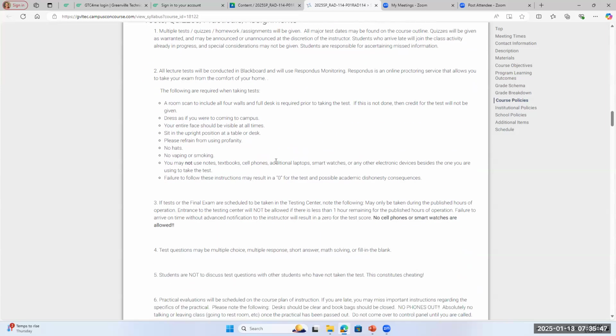Again, dress as if you're coming to campus. Your whole face should be visible at all times. Now, when I watch the videos and it gives me flags that your face is not in frame, most of the time it's because you're looking down working, and that's fine. I get that because you have a lot of math on my test. The thing is, you don't want your whole body to be totally removed from the frame. So make sure that you don't do that.